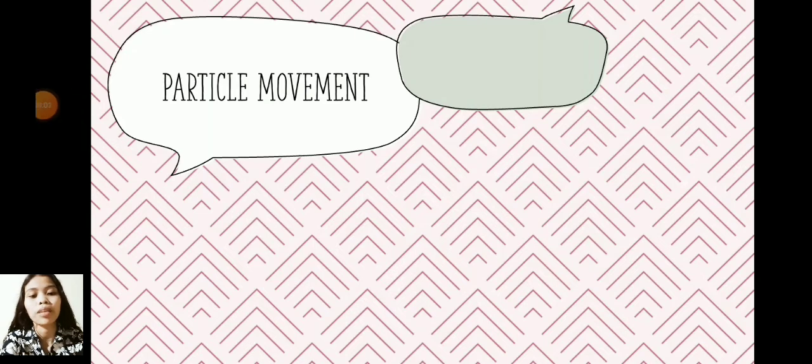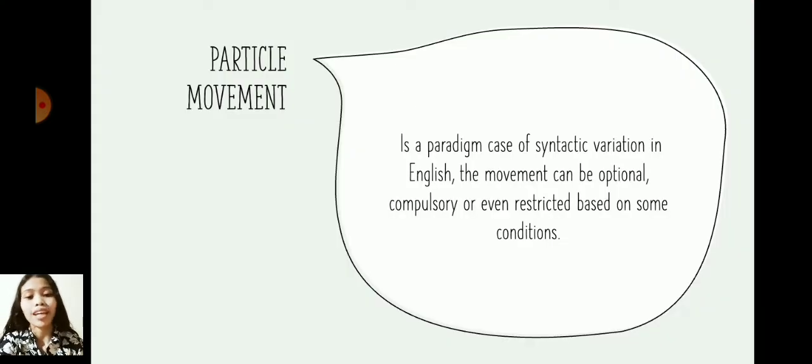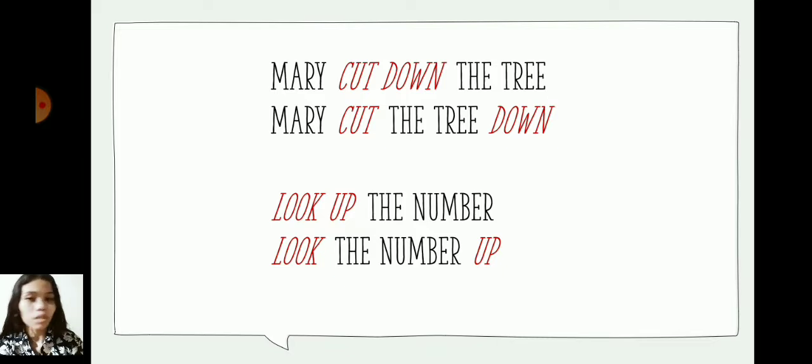And now, I hope that you're able to understand and learn what phrasal verb and transitive phrasal verb are, because now we will tackle the particle movement transformation. Particle movement transformation is a paradigm case of syntactic variation in English. The movement can be optional, compulsory, or even restricted based on some conditions. Now, observe these sentences. The first example, Mary cut down the tree, where you can see that there is a phrasal verb which is cut down.